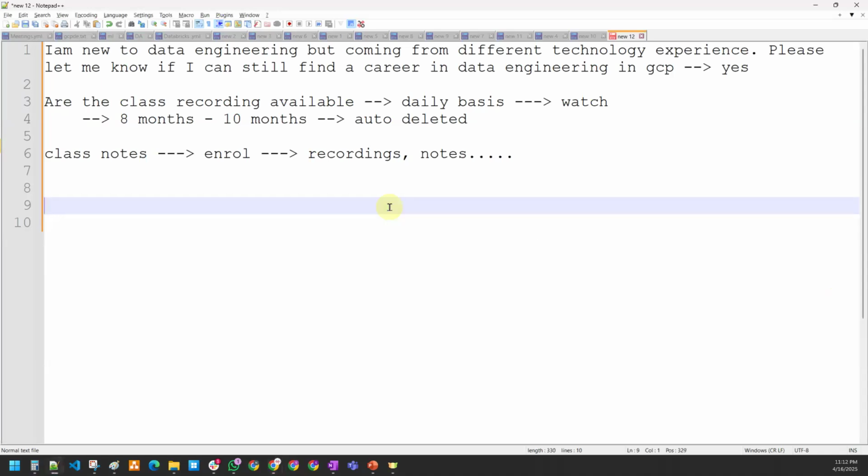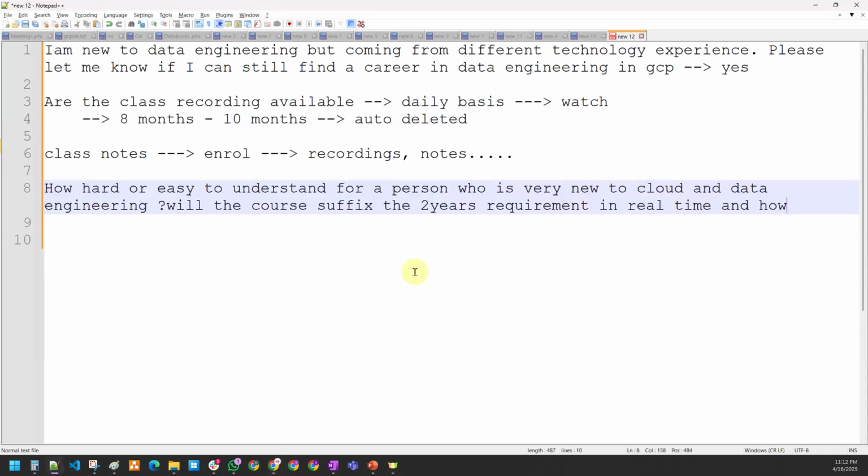The next question: sir, how hard or easy is it to understand for a person who is very new to cloud and data engineering? Will the course suffice for a 2-year requirement in real time? It is not that hard for you, because of the way I teach. Most of the people have already told me about the way I teach. I make even a very complex topic simple. Like your friend, I'll try to teach so that you can understand complex topics in a simple way, with examples.